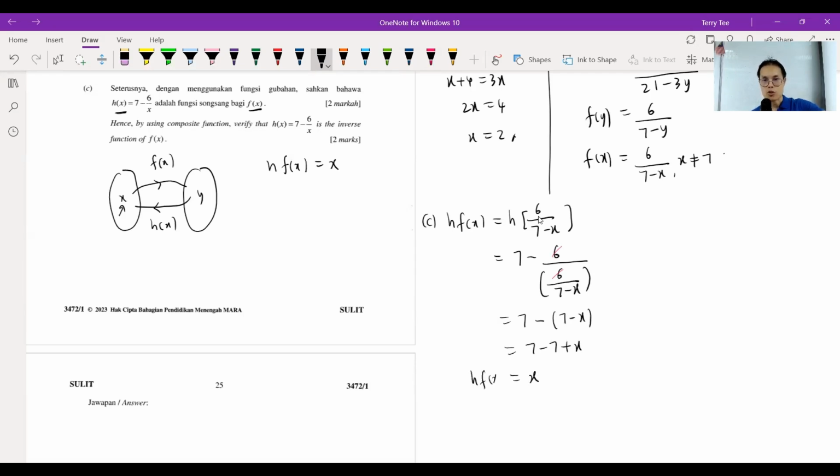So when you can show that hf(x) maps onto itself, meaning h must be your f inverse, or we say h(x) ialah fungsi songsang bagi f(x). Maybe I should write h(x). Okay.